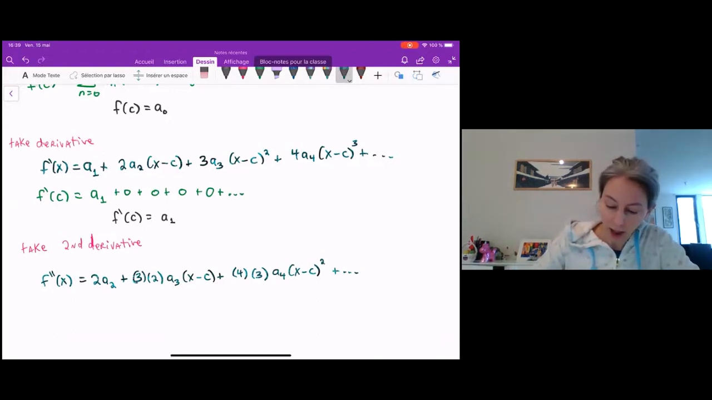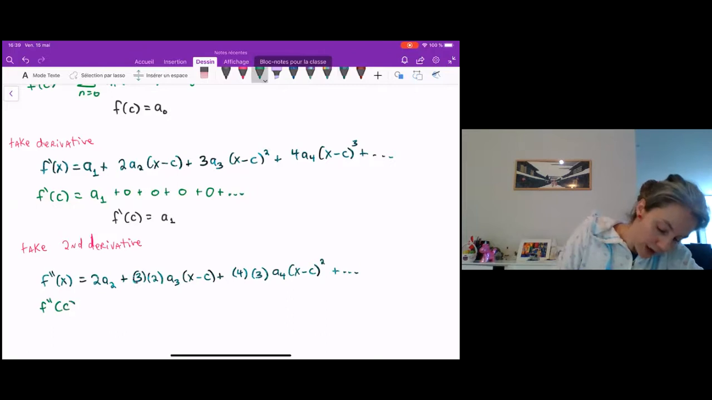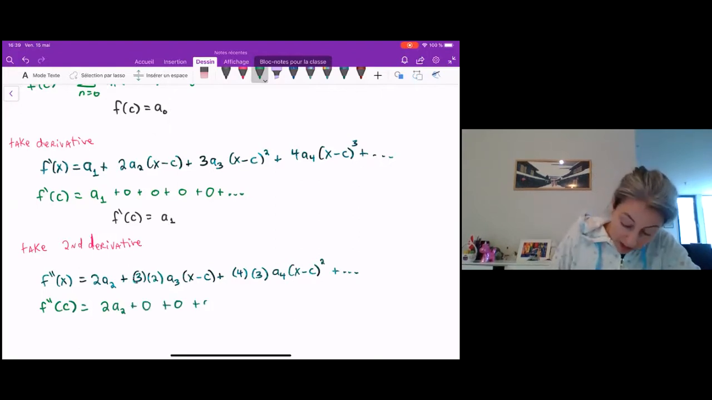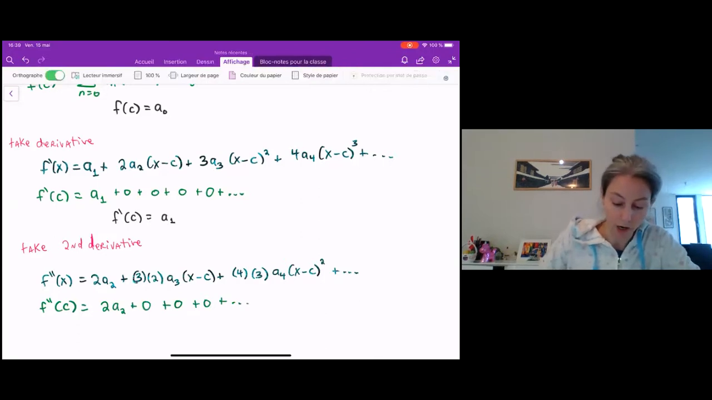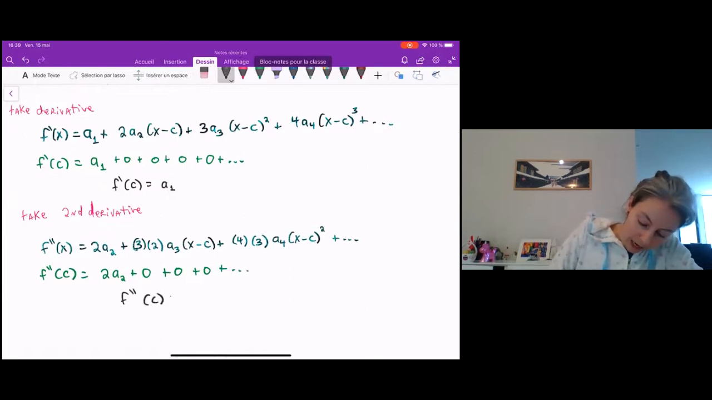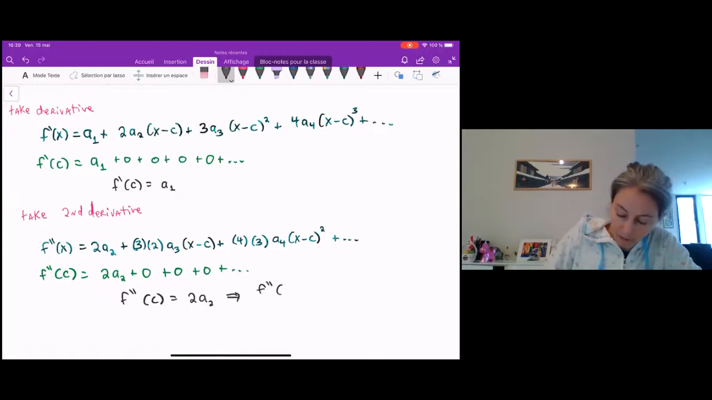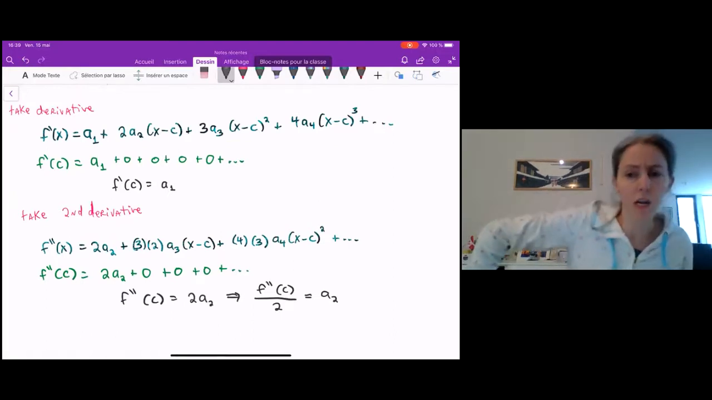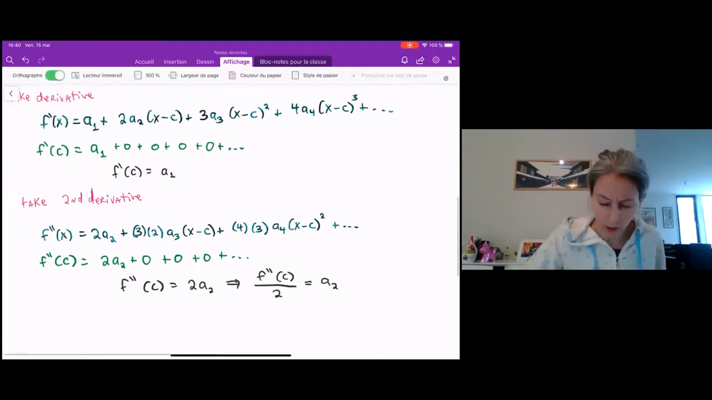Okay, so now let's look at f double prime evaluated at the center. Well, that's just going to give me 2a sub 2 plus 0 plus 0, and then there'll be another 0 and so on and so forth forever. So this gives me that f double prime of c is equal to 2a sub 2. In other words, f double prime of c over 2 is equal to a sub 2. So now I just found my a sub 2. Let's do this one more time, and then we're going to see that there's actually a nice pattern that will have developed here. So let's take the third derivative.